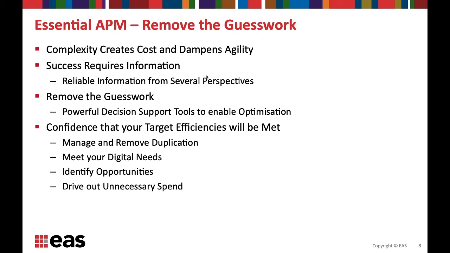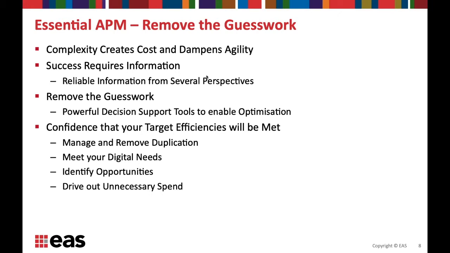There's lots of different ways you can start with Essential, but you do need information from lots of different perspectives. And we'll look at that information that you need to make decisions. But once you've got that in there, Essential allows you to make those decisions. And when we look at the views, you'll see that they're giving you the information you need to decide maybe where you've got duplications, which applications to keep, those sorts of things. And it really gives you confidence that your target efficiencies will be met. You want your application estate to enable you to meet your digital needs, to identify where you've got opportunities, to remove unnecessary spend, all those things, and Essential will be able to do that.